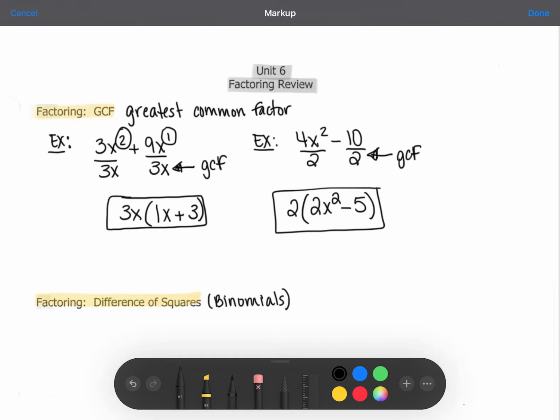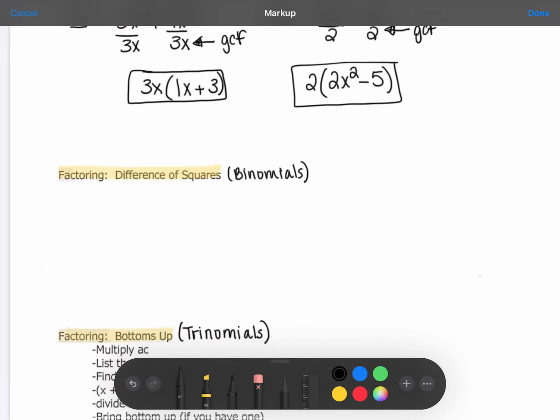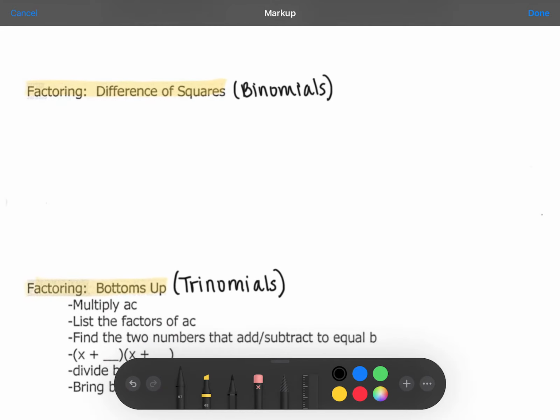And any of these problems that you do from here on out, you always want to see if they have a greatest common factor. And that just makes our problem smaller and easier to deal with. All right, the next kind of factoring you should have studied last year was the difference of squares. And these are going to be with binomials. And of course, difference means you have to have a subtraction. Squares means you have perfect square numbers.